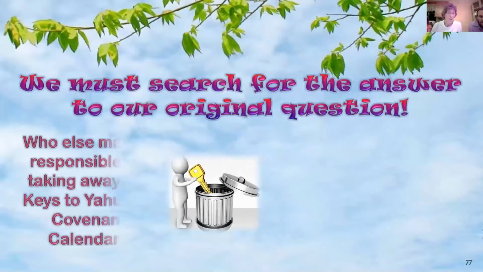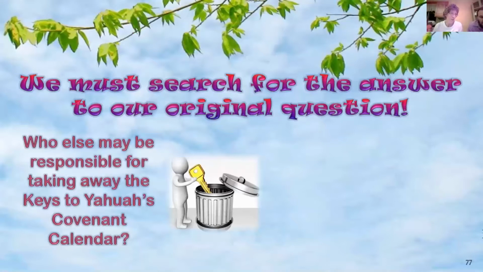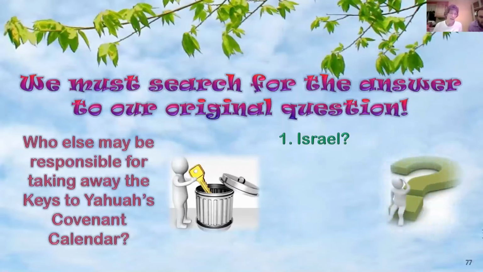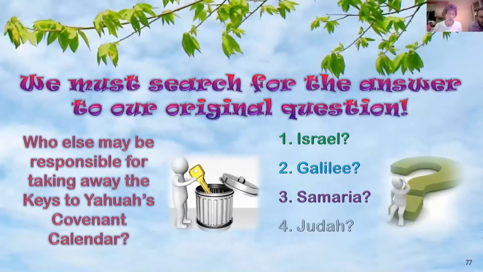Oh, yes, and we must search for the answer to our original question. Who else may be responsible for taking away the keys to Yahuwah's covenant calendar? We've looked at a couple already. So we're going to have to investigate. Is it Israel? Was Galilee responsible? Was Samaria? Or was Judah? Or was it somebody else? These are still things that we want to search out.